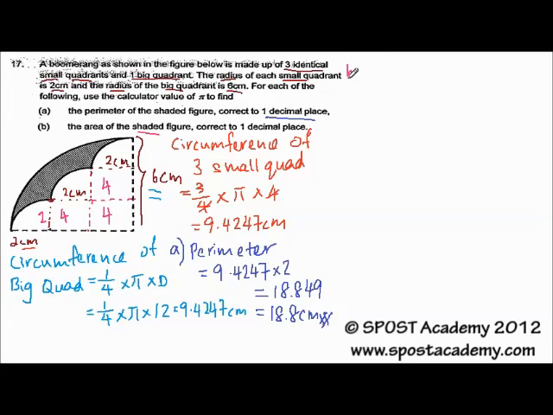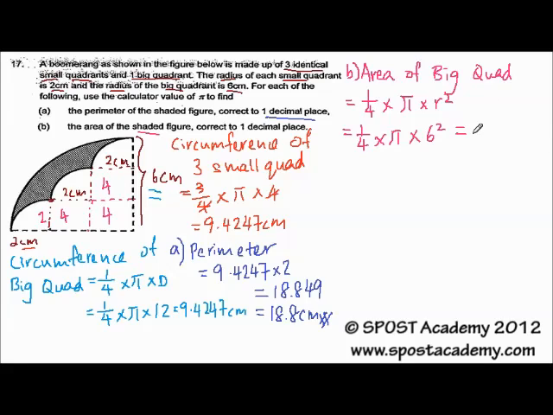So let's start off by finding the area of the big quadrant. And that will give us 1/4 times pi times radius square. And 1/4 times pi times 6 square. That is 28.274 cm square. Now pi r square is actually the formula for finding area, but since we are finding only the area of a quadrant, we need to times it by a quarter.